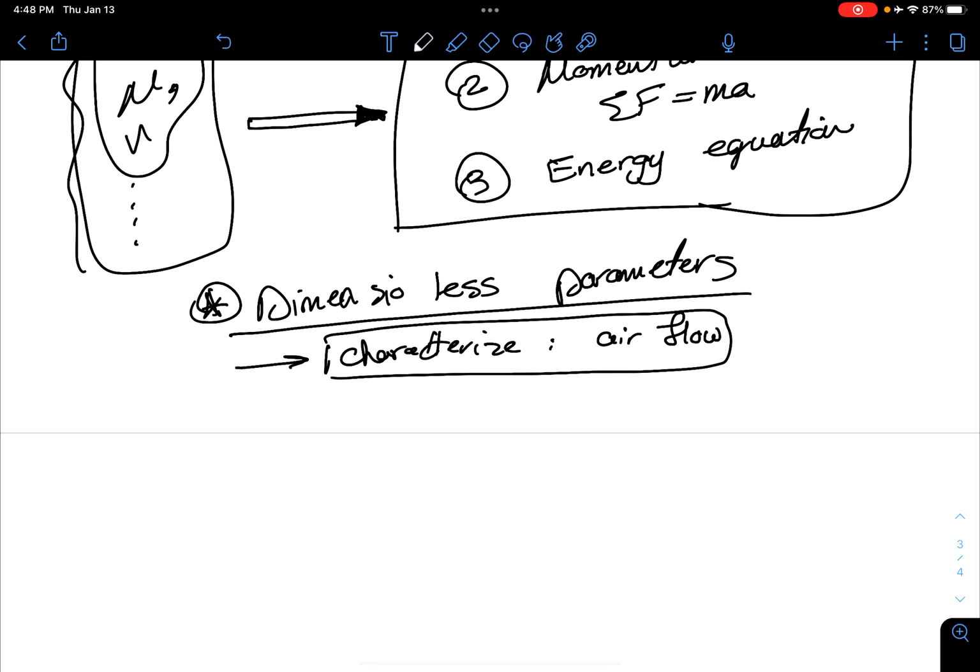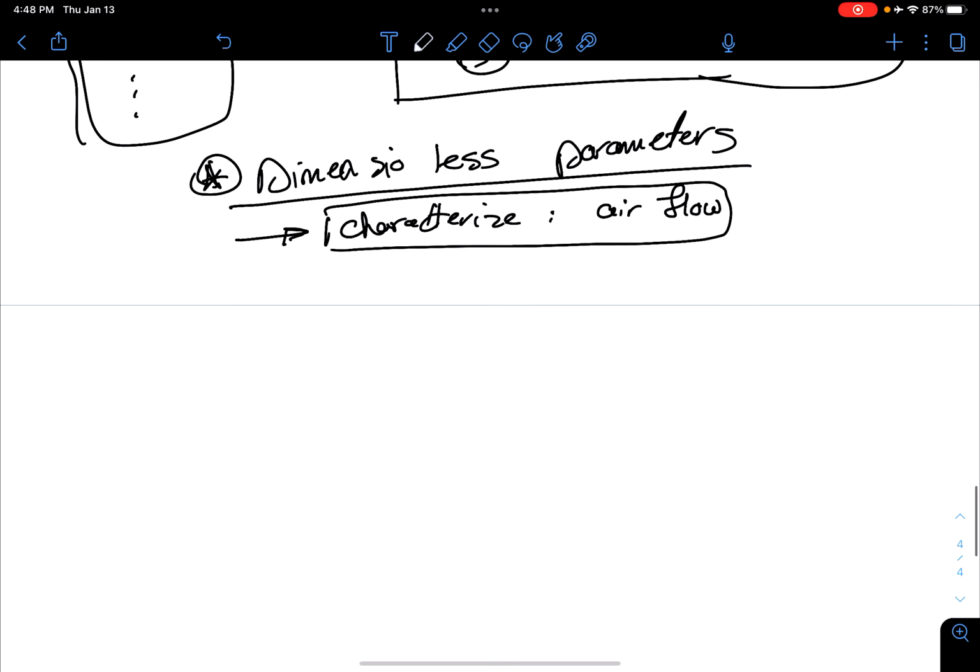And since they are dimensionless, we can actually use those numbers, those parameters everywhere. Are we familiar with dimensionless parameters? Yes. Can you give me an example? Reynolds number. Reynolds number in fluid mechanics is the most important dimensionless parameter.